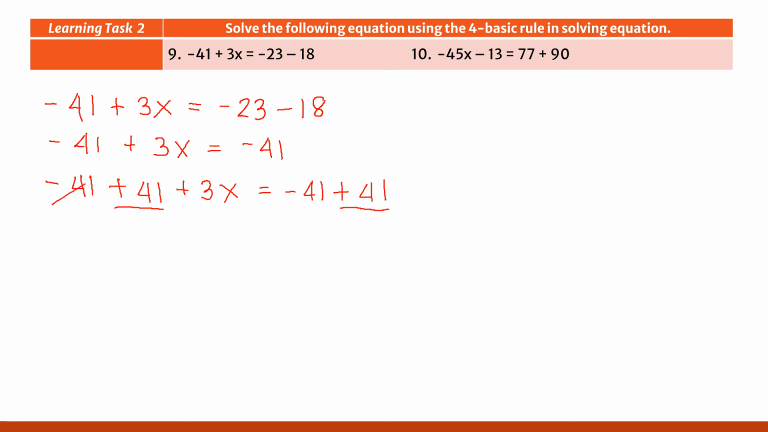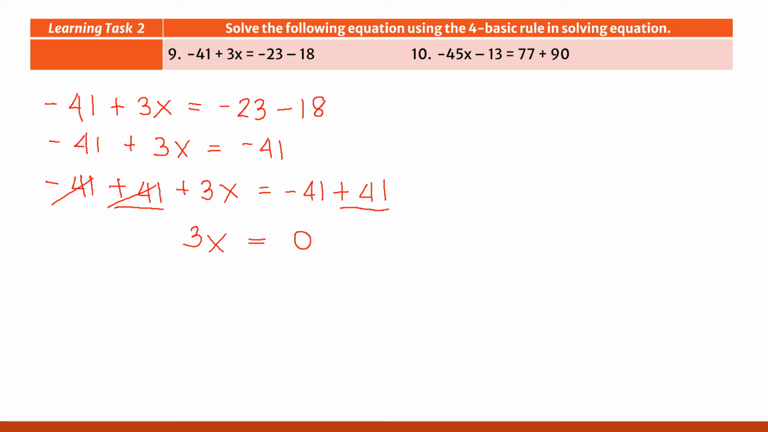So, negative 41 plus 41 cancel. That is 0. So, ang natira, 3x. And what is negative 41 plus 41? So, the answer is 0. Okay? So, now we have 3x equals 0. So, the numerical coefficient of x is 3.